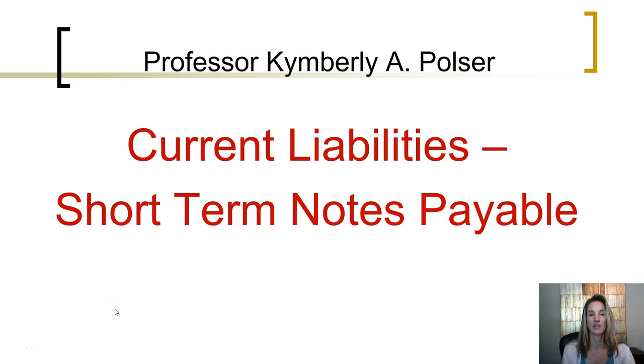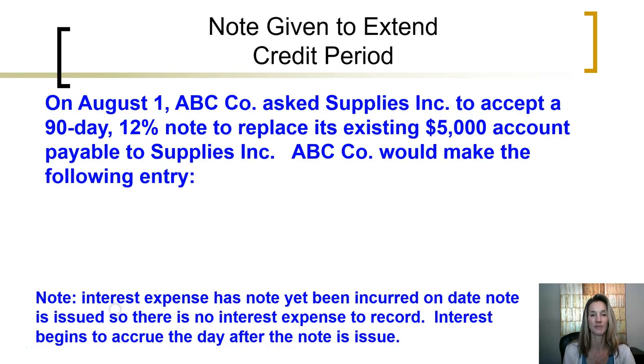This video is going to look at the accounting for short-term notes payable. Notes payable that have to be paid off within the next year or current operating cycle are classified as current liabilities. Here's an example. August 1st, ABC asked their supplier, Supplies Incorporated, to accept a 90-day 12% note to replace its existing $5,000 account payable.